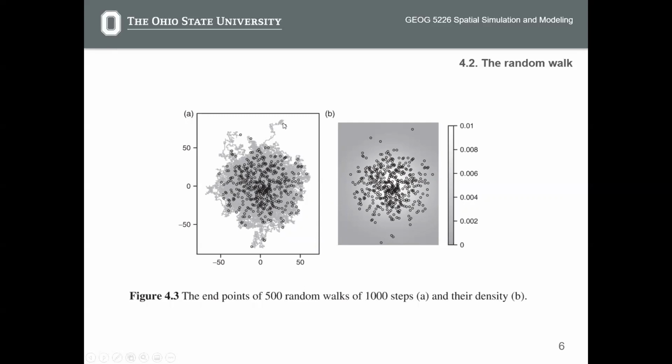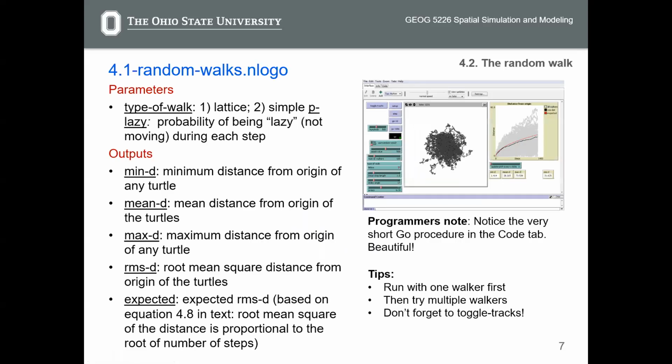Some of them are outliers. For example, this one, this time this walker went very far away from the center. This one, also another outlier. In this simulation, this walker also went very far away. But they are, after all, outliers. Most of the walks didn't move very far away from the center, from the starting point. So this is a spatial pattern.